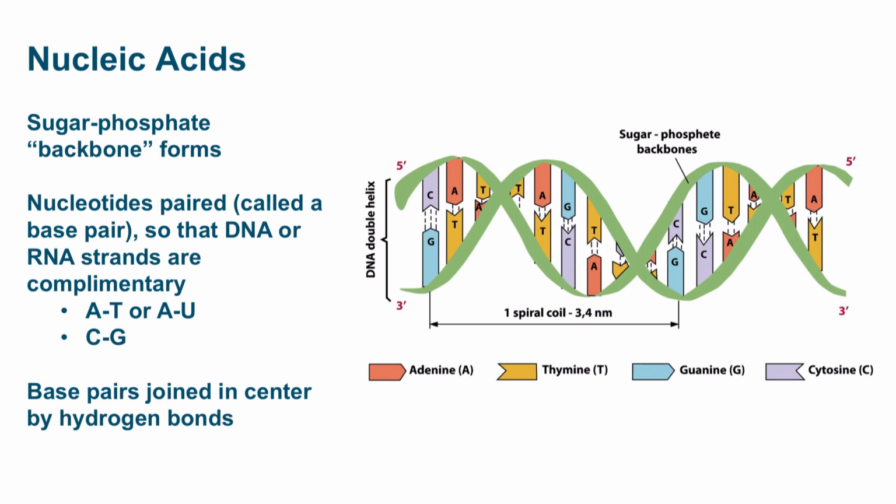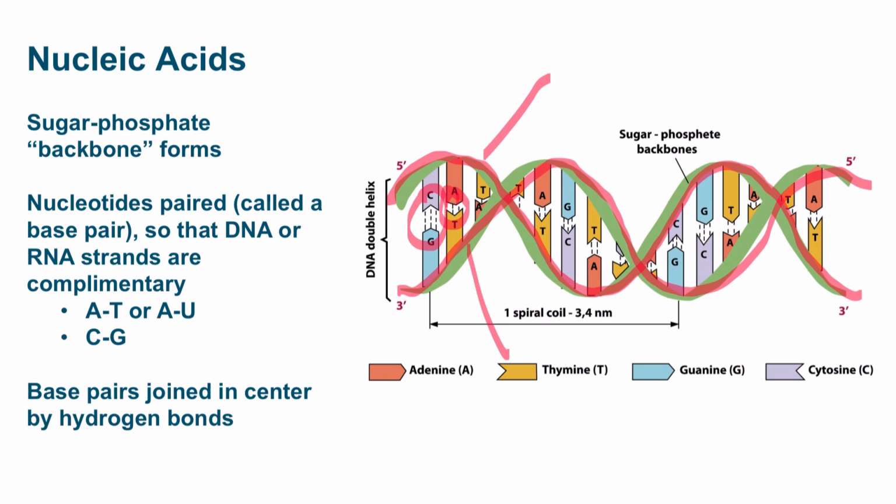So a little bit more about nucleic acids. The sugar and the phosphate that are found in a nucleotide form the backbone of the DNA molecule. The nucleotides are paired, and we call this a base pair, so that DNA and RNA strands are complementary. So A always bonds with T or U, C always bonds with G. And this means that you can use each strand of DNA as a template to make the other strand. Base pairs, again, are joined in the center by hydrogen bonds.